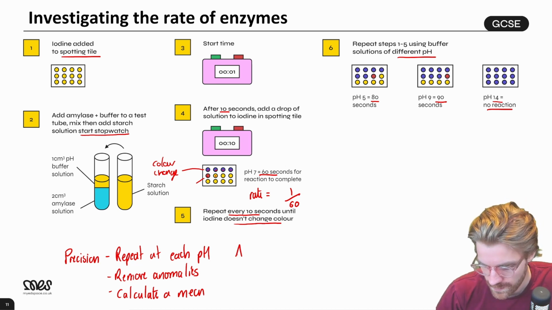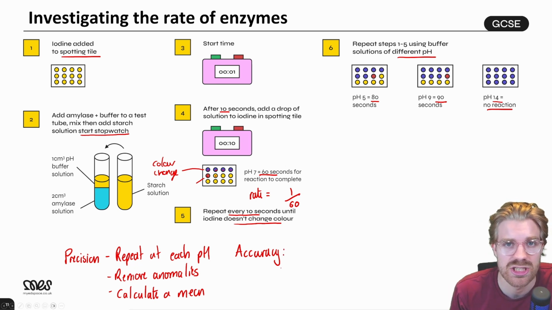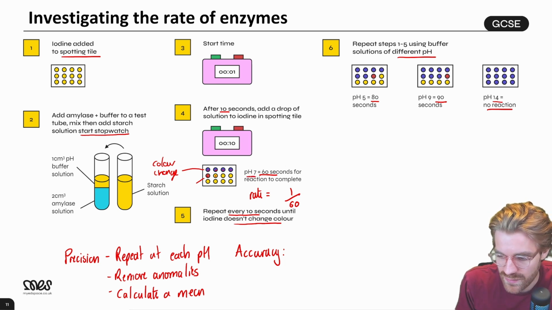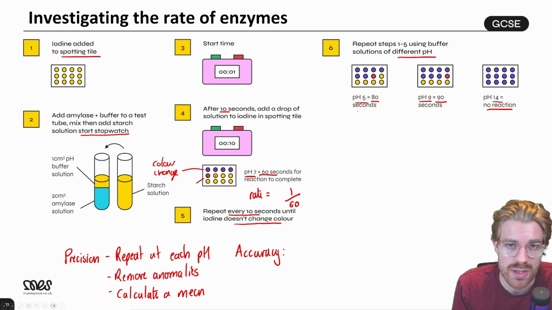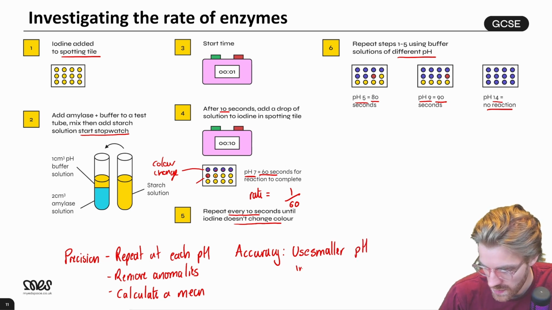What about our accuracy? Now, our accuracy here is going to be how close the optimum pH is to the true value. Let's imagine that the optimum pH for this amylase enzyme is 7.3. Well, from our experiment, we've identified the optimum to be pH 7. But I don't know if it's between pH 7 and pH 9, or pH 7 and pH 5, because I haven't tested any of those intermediate values. So one of the best ways to improve accuracy is to use smaller intervals, so use smaller pH intervals.